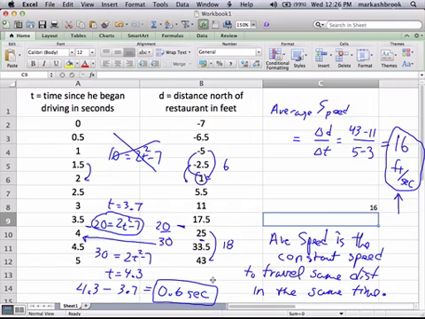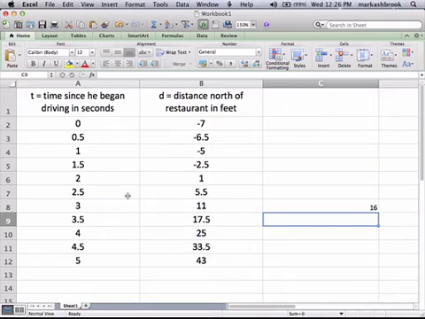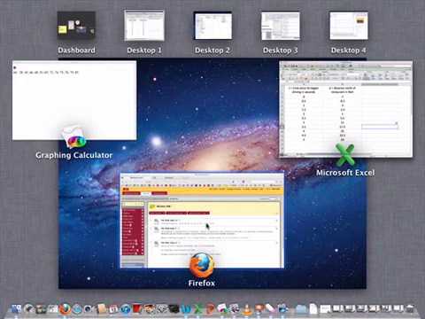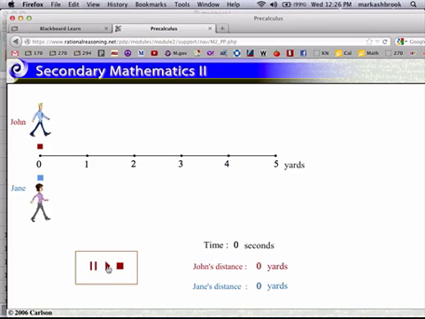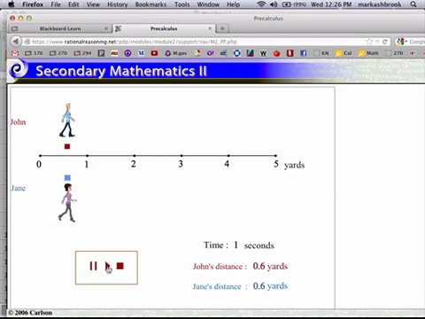All right, so here's a little practice. So this is fun. Here we go. John and Jane taking a walk. Here they go. That Jane, she's a crazy walker. All right, let's see it again.